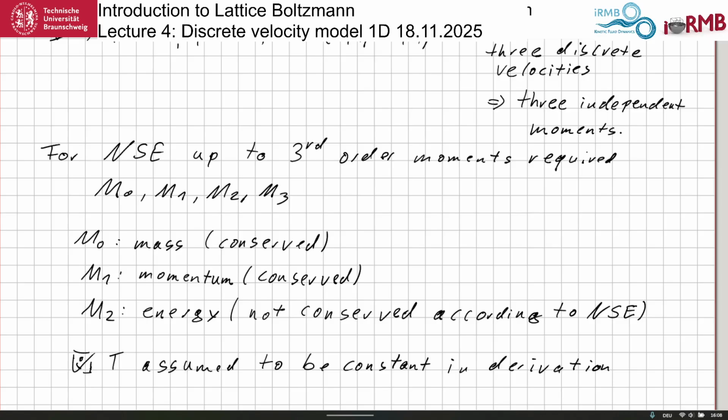Okay, so now what that means is that M2 is not conserved, and this is a good thing, because if M2 would be conserved, we would have nothing to change. The collision could not do anything. So the only thing that the collision can do here is changing M2.